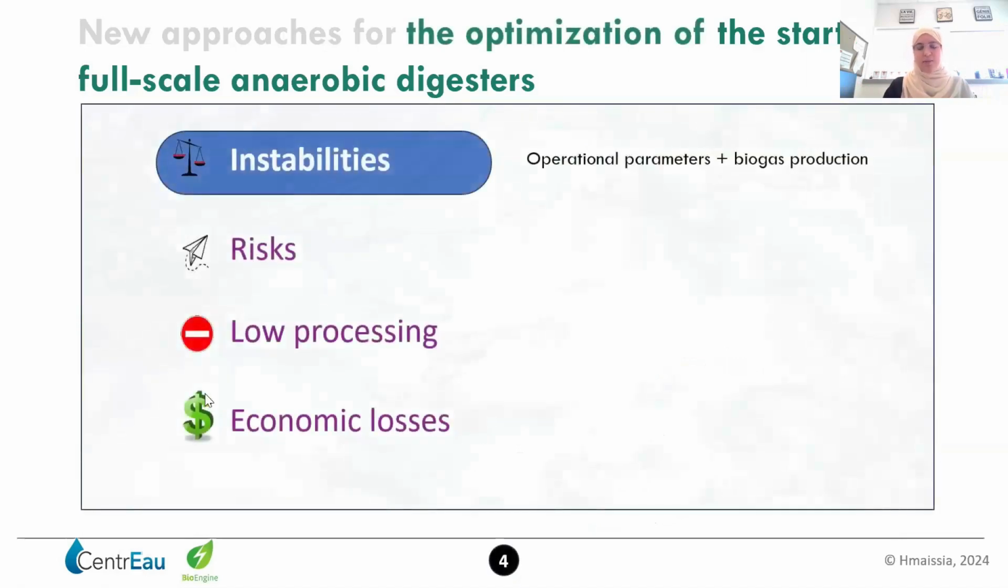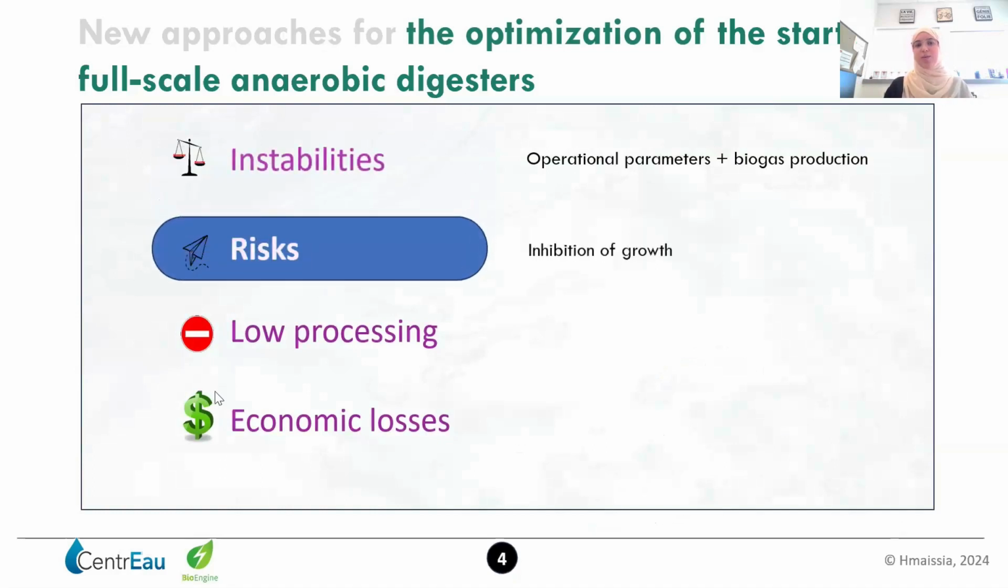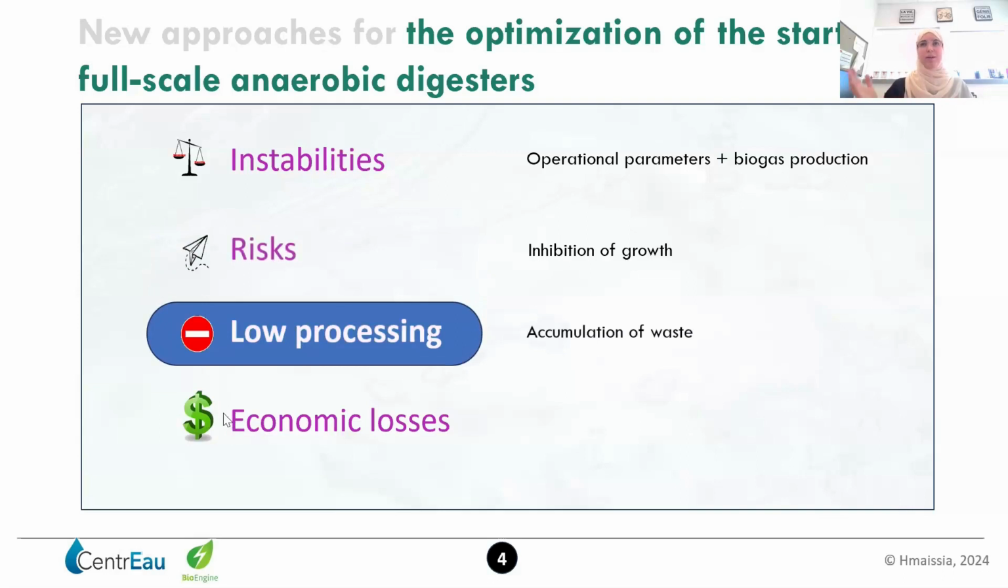So now, why do we want to optimize the startup phase? We want to optimize it because it's a phase characterized by instabilities. As I said, operation parameters are changing, and methane and biogas production are not stable. For that reason, we could encounter serious risks of microorganism growth inhibition, and that's something we don't want in our facility, because we want them to proliferate a lot so they can biodegrade our organic waste at a bigger rate. So in order to avoid that, we avoid feeding or bringing organic waste into our anaerobic digester.